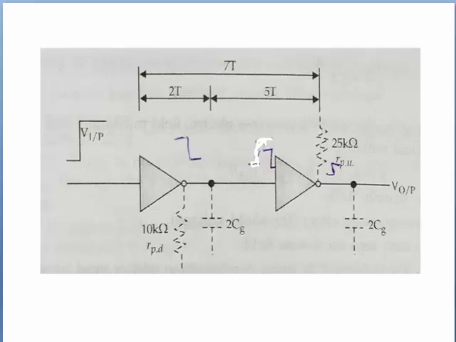Next is propagation delay in CMOS inverters. First is the propagation delay of a logic gate. Suppose we have a logic gate like an inverter. Propagation delay is the difference in time calculated at the 50% point of the input and output transition, meaning the difference in time when the output switches after application of the input. Now there are 4 types of propagation delay.